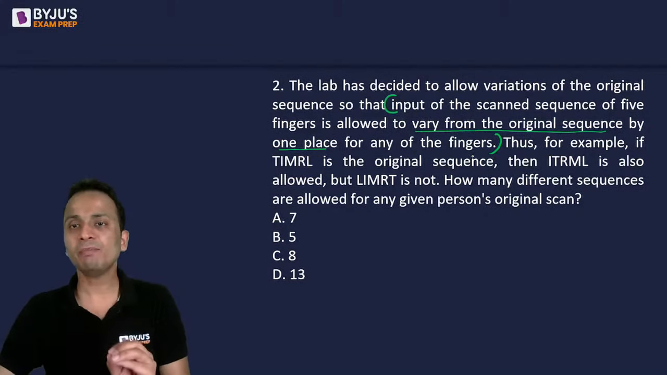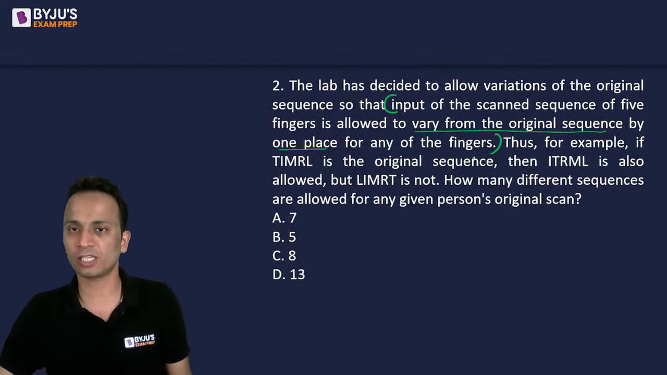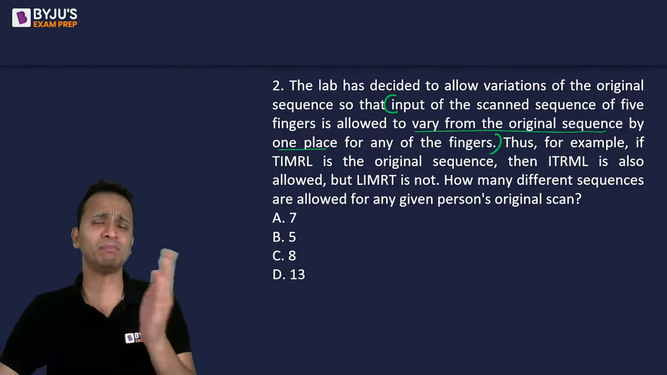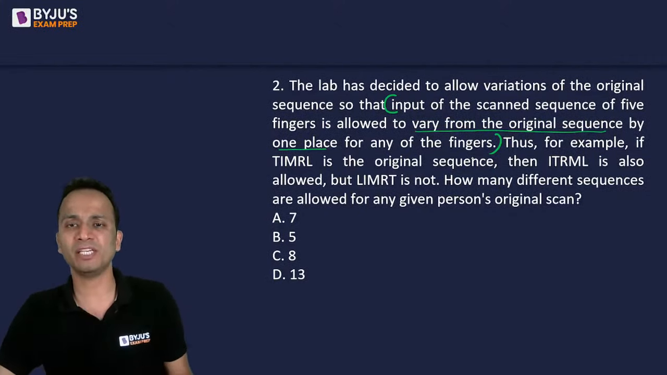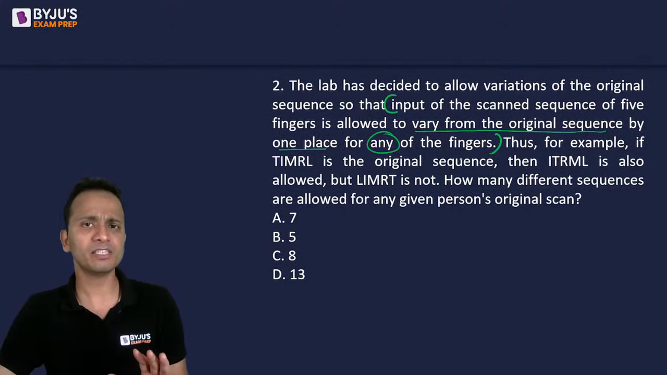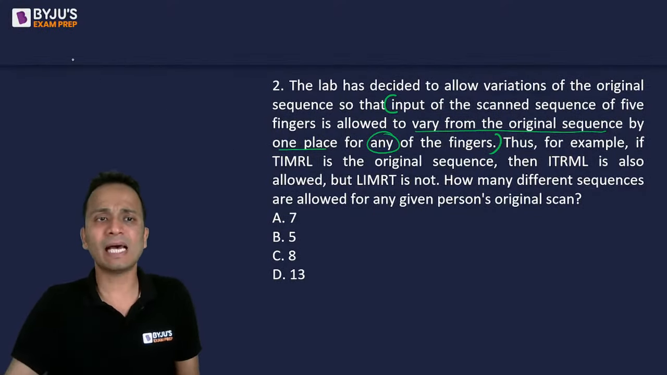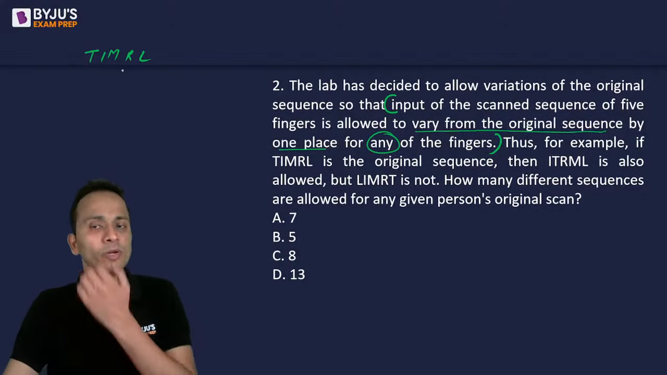So basically, it is allowed to vary from the original sequence by one place for any of the fingers. किसी भी फिंगर के लिए ओरिजिनल सीक्वेंस से वन प्लेस वेरी हो सकता है. It can be one place to the left and one place to the right for any of the fingers. कितनी भी फिंगर्स के लिए प्लस माइनस वन हो सकता है. Thus, for example, if TIMRL is the original sequence.